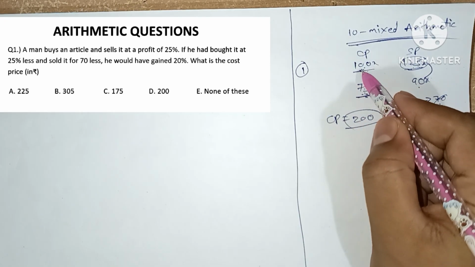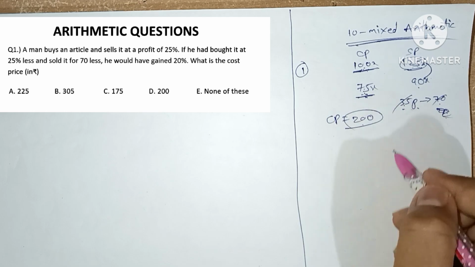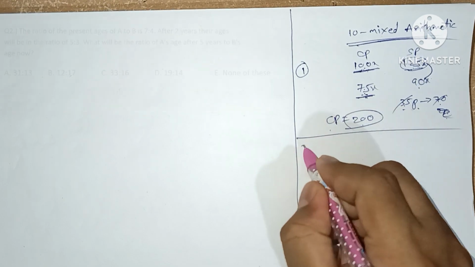What we need to find is the cost price. So the cost price is 100 parts. 100 parts value will be 200. So this is our answer. Let's see the second question.